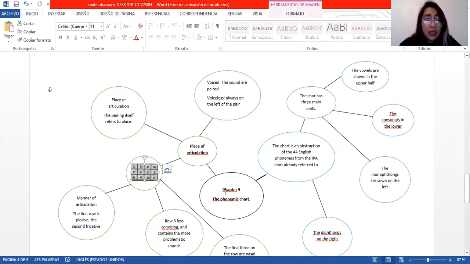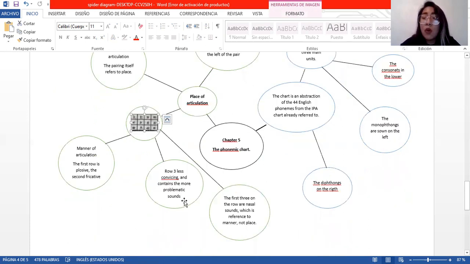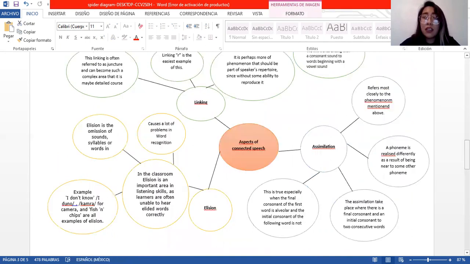Then we have the manner of articulation. The first row is plosive, the second fricative. In here we have plosive, and then we have fricative. And then we have row 3, less convincing, and it contains the more problematic sounds for foreign students of English. Then we have, in chapter 6, aspects of connected speech.